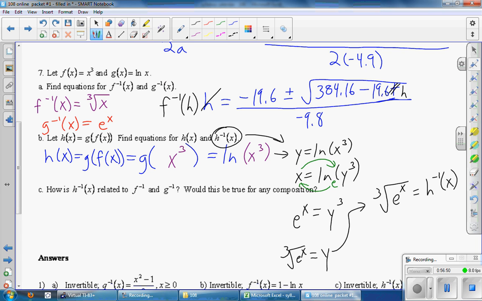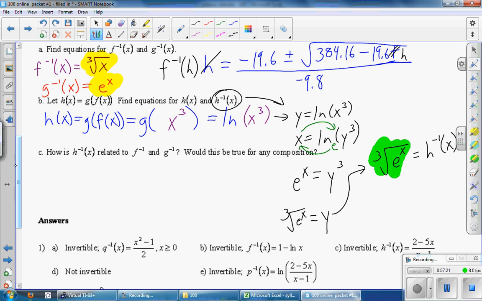Okay, and then part C, how is h inverse of x related to f inverse and g inverse? Would this be true for any composition? Well, let's see. We just have to compare some stuff now. So we're looking at the cube root of e to the x, and we're trying to somehow find a relationship between that and these two functions over here, cube root of x and e to the x. Well, the function in green is actually the composition. It's the two yellow ones put together, and we have to put them together in the correct order. We know that h inverse is over there in green, and green says the e to the x has to be on the inside.